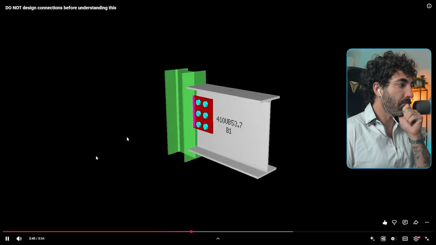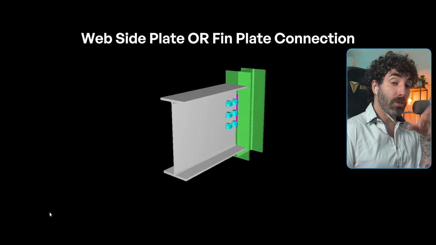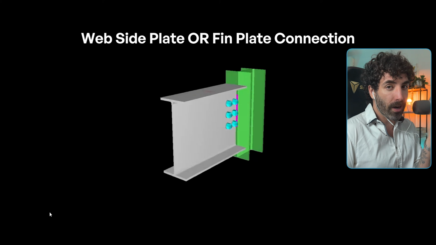I'm going to walk you through a couple of examples of shear connections as well as moment connections. Let's start with shear connections. This is a cleat plate welded to the flange of the column and bolted to the web of the beam. That's a web side plate connection. Some people might call it a fin plate connection, depending where they are.